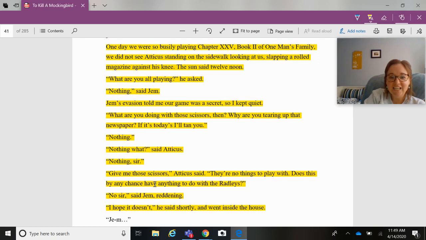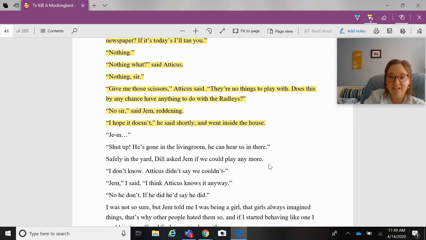And Atticus says, "Give me those scissors," Atticus said. "There are no things to play with. Does this by any chance have anything to do with the Radleys?" "No, sir," said Jem, reddening. "I hope it doesn't," he said shortly and went inside the house. "Jem, shut up. He's gone in the living room. He can hear us in there."